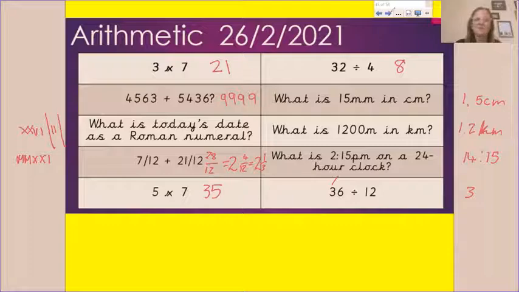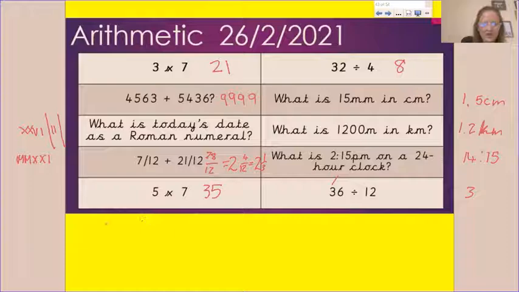Today's date as a Roman numeral, it's the 26th of the 7th, 2021. So 26 is XXVI, 7 is obviously VII, and then 2021 is MMXXI. Right, then our question there is 7 over 12 plus 21 over 12.